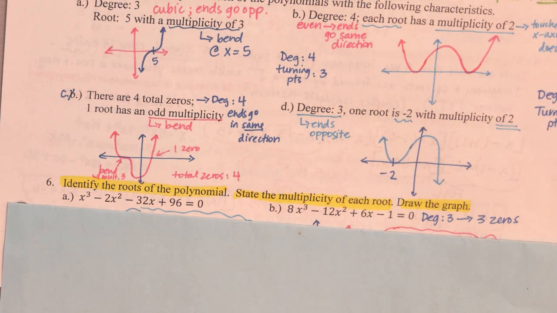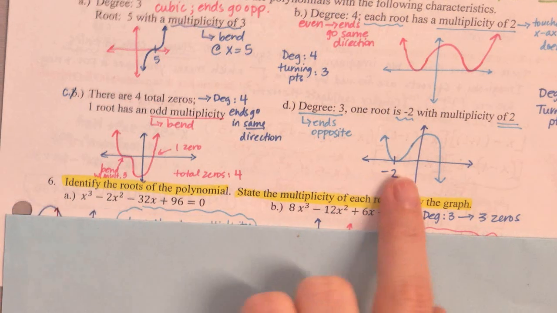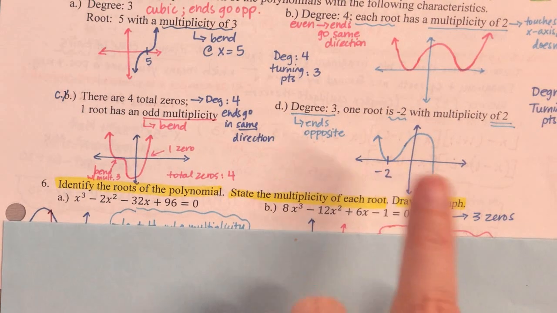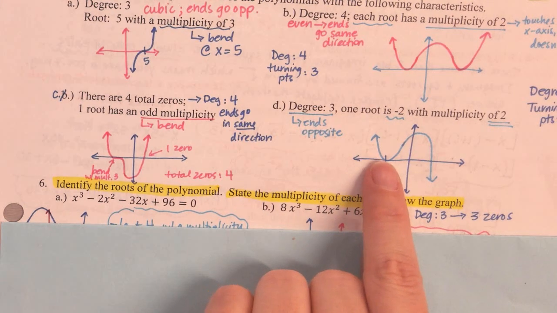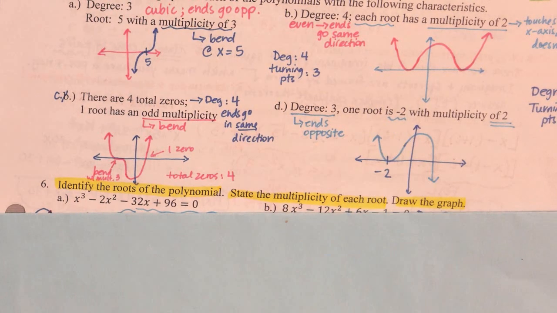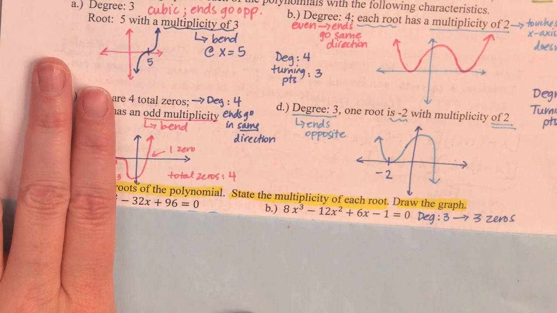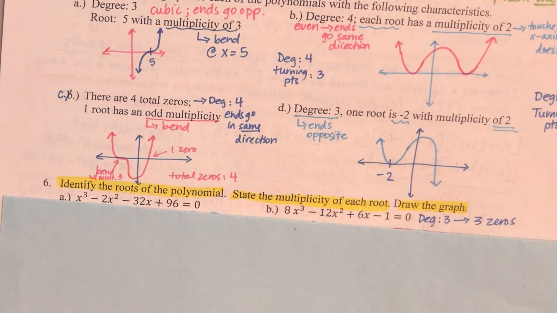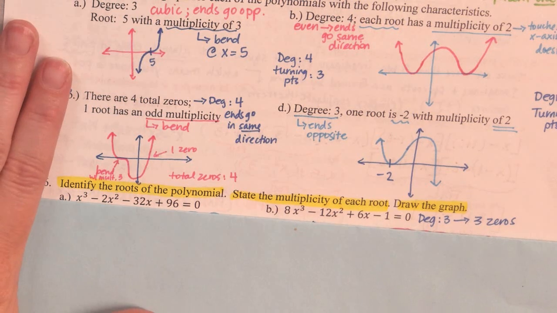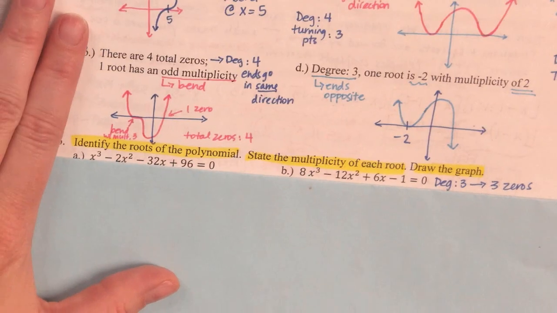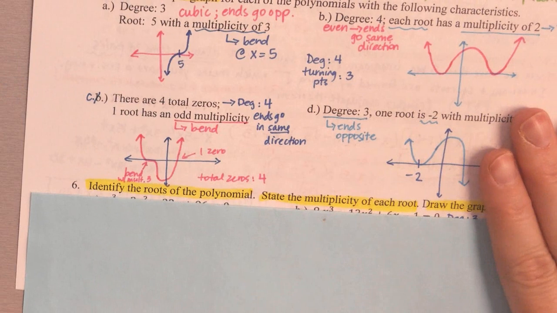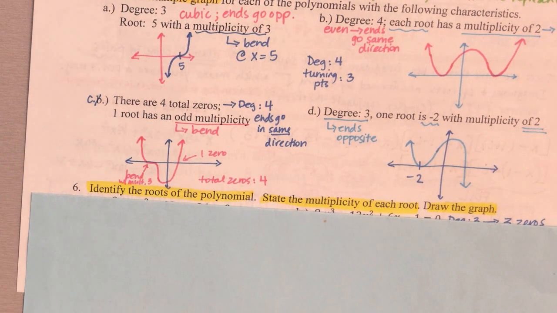And then for the degree 3, the ends are going in opposite directions. One root is -2, so it has to touch at -2. And because it's a multiplicity of 2, it's going to touch at -2 and then go back up, or it could go back down. So you could have the reflection of this as well. Okay, and that is all you have on that page.